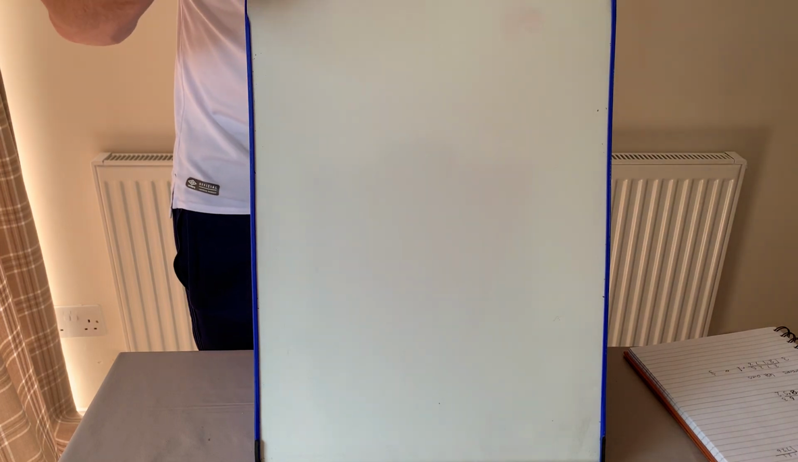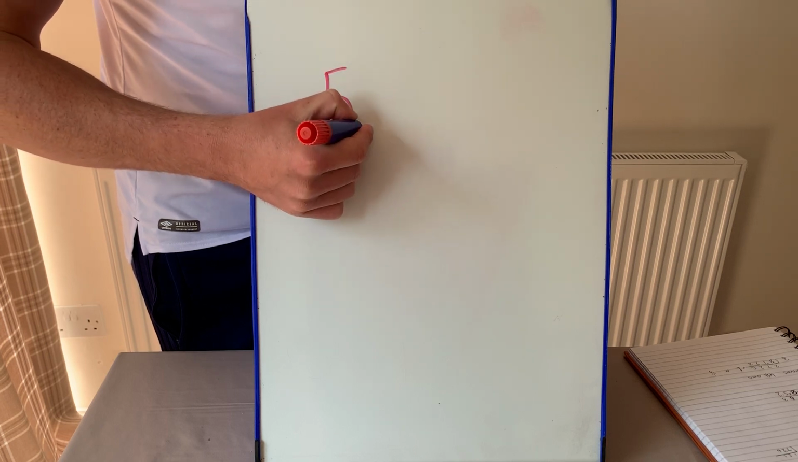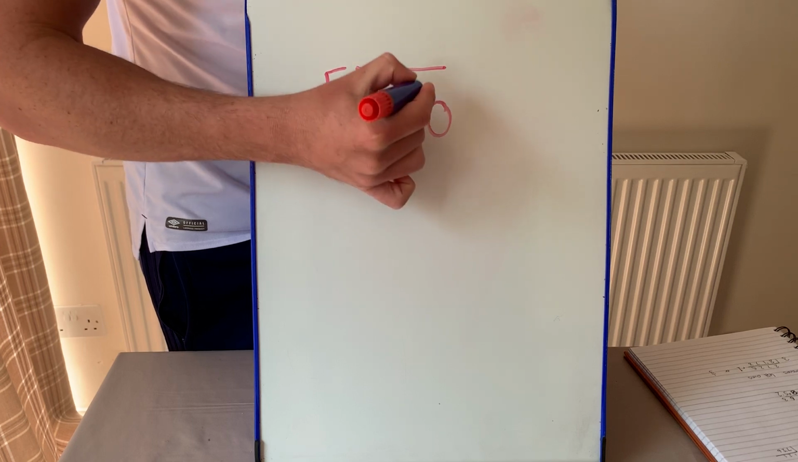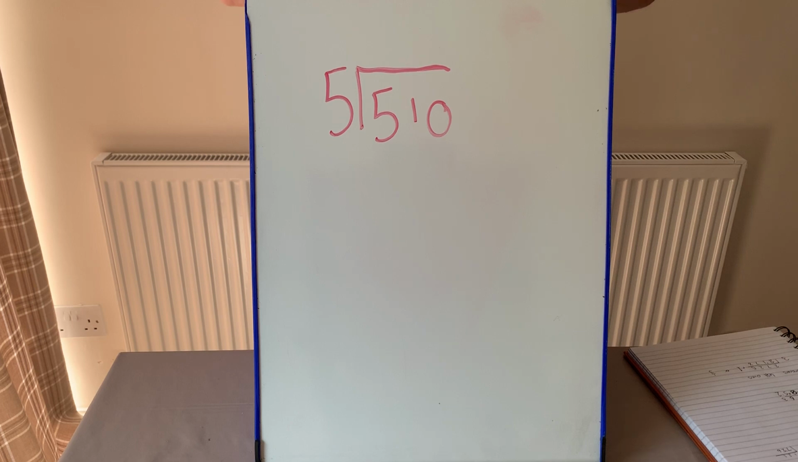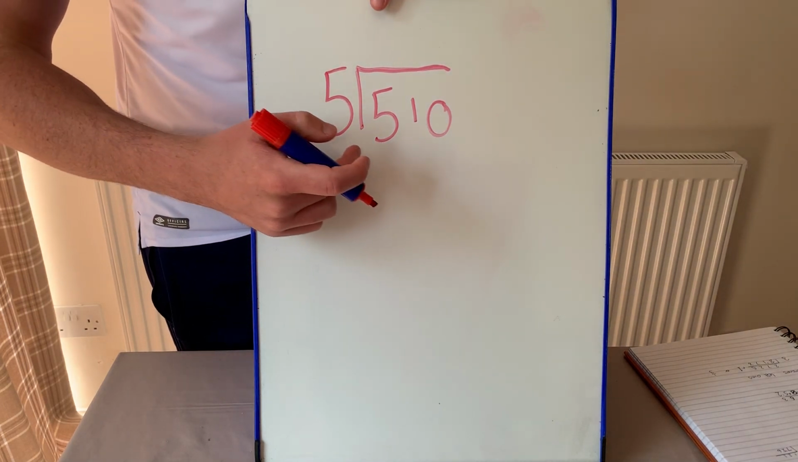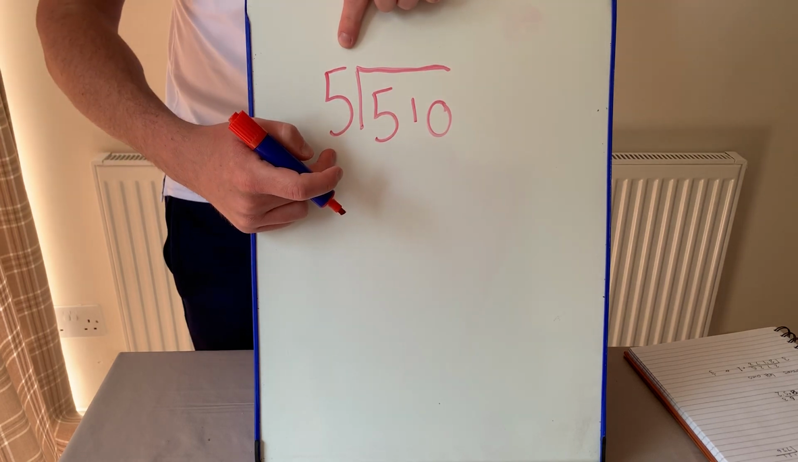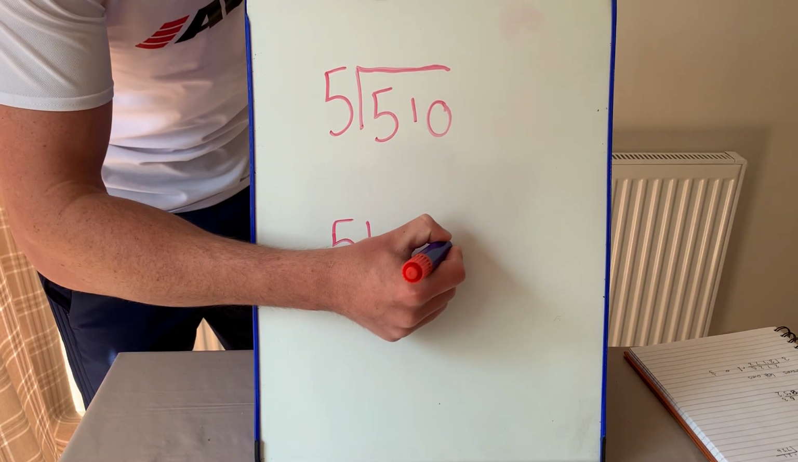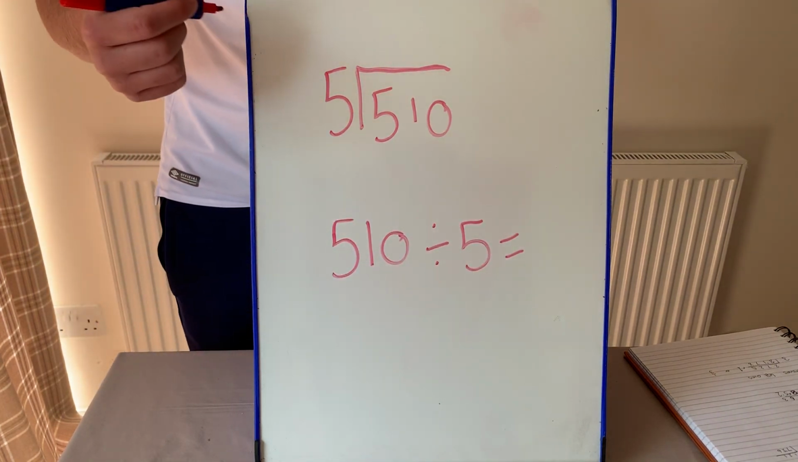So I'm going to start off with some nice easy ones. So we're going to look at the number 5 and 510. So I just want to see if you could tell me what that means there. So what it means is, I'm looking at the number 510 and I want to divide it by the number 5. So you could also see it written like this. That also means the same thing.